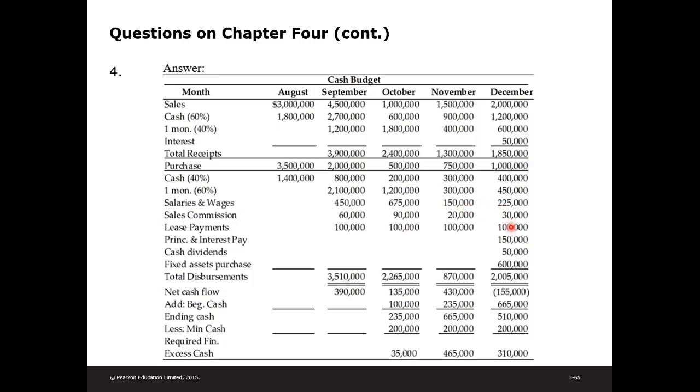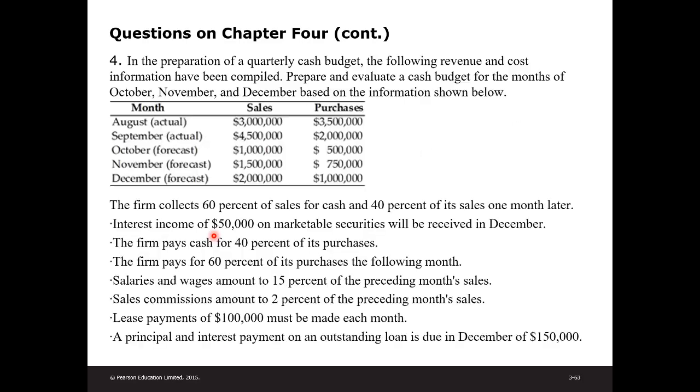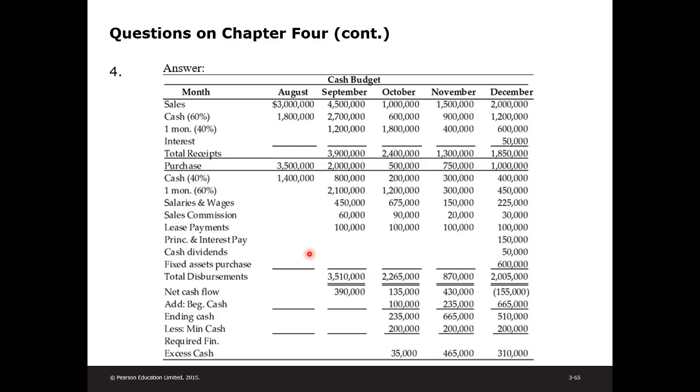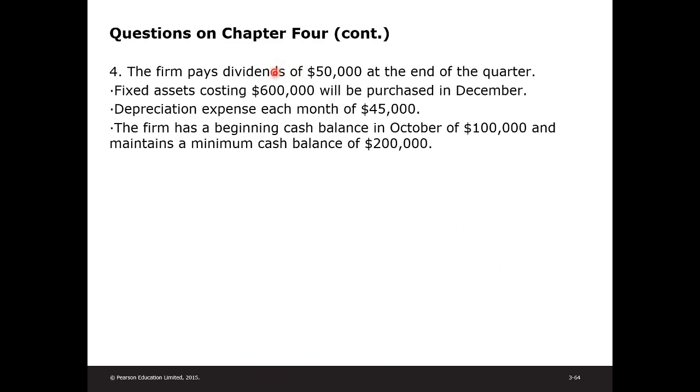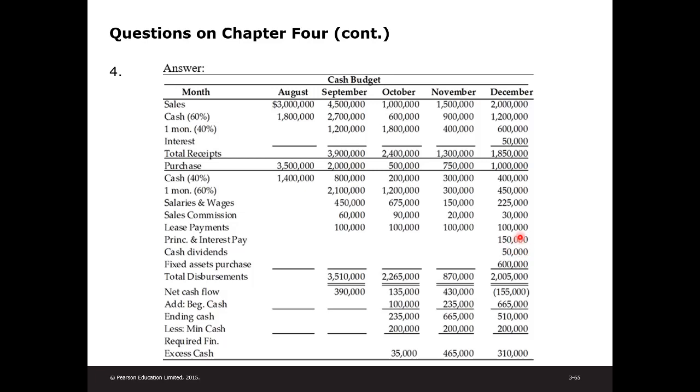Okay. Next, we have lease payments. As we are given here, lease payments of $100,000 must be made each month, so we will add $100,000 each month as lease payments, as here. Then we have the principal and interest payment, which is one payment in December of 150, as it's given here. Next, we have dividends to be paid at the end of the quarter, which is December, of $50,000, which is recorded here. And finally, we have a fixed asset purchase of $600,000 at December, which is recorded here.